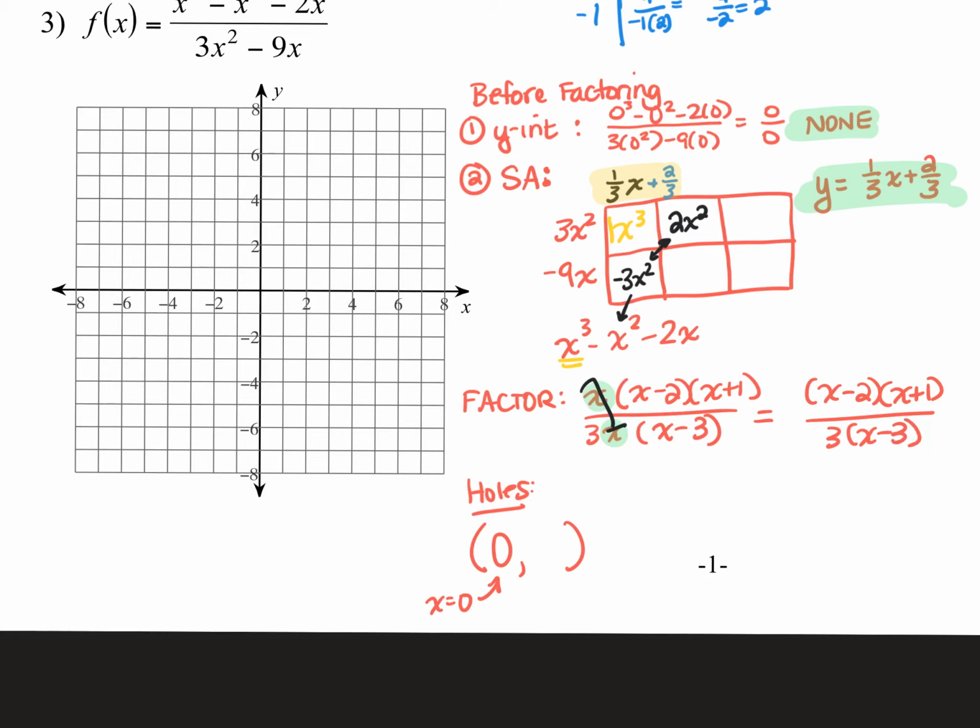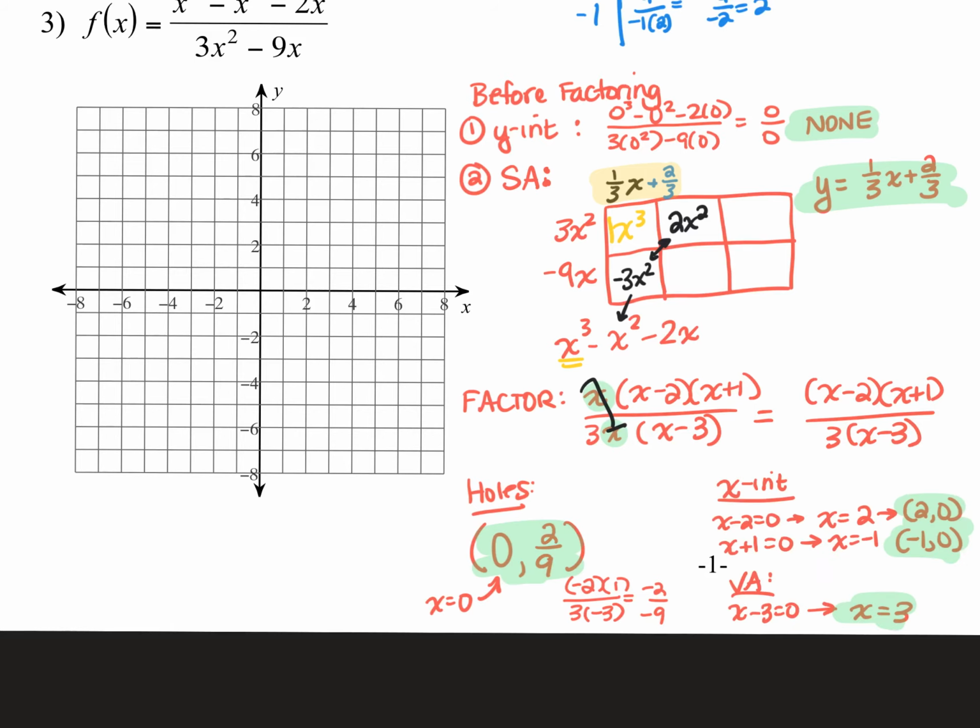So if I plug 0 into that, I'm going to get 0 minus 2, which is -2, times 0 plus 1, over 3 times 0 minus 3. So that's going to give me -2 over -9. So the y coordinate of the hole is just 2/9. All right, I'm going to pause the video again here. I want you guys to go ahead and try and find the x-intercept and the vertical asymptote.